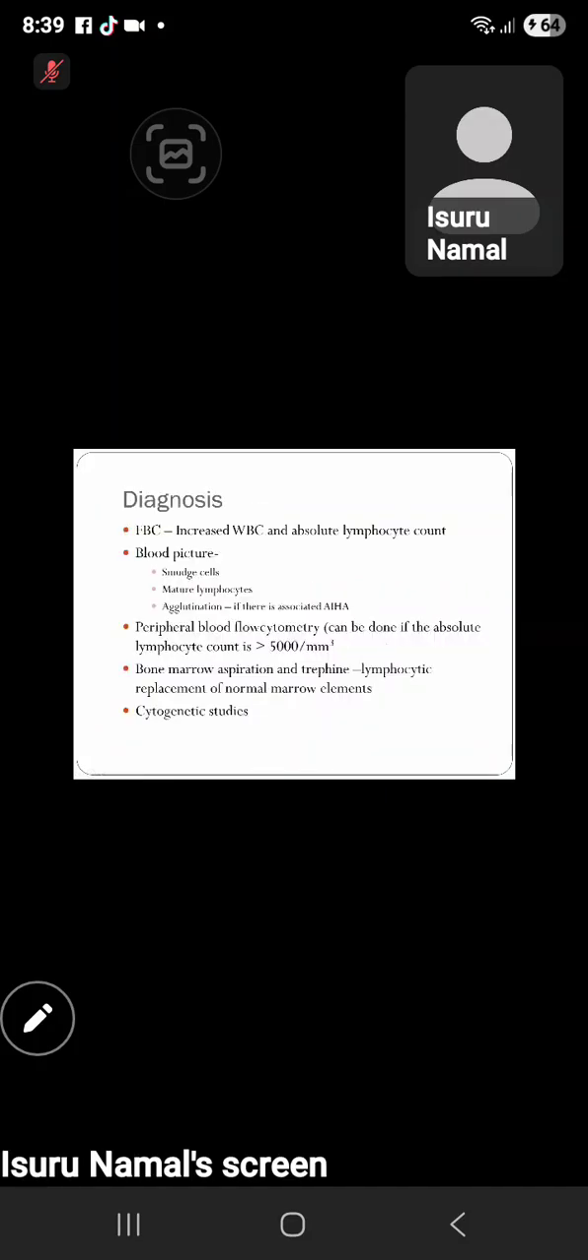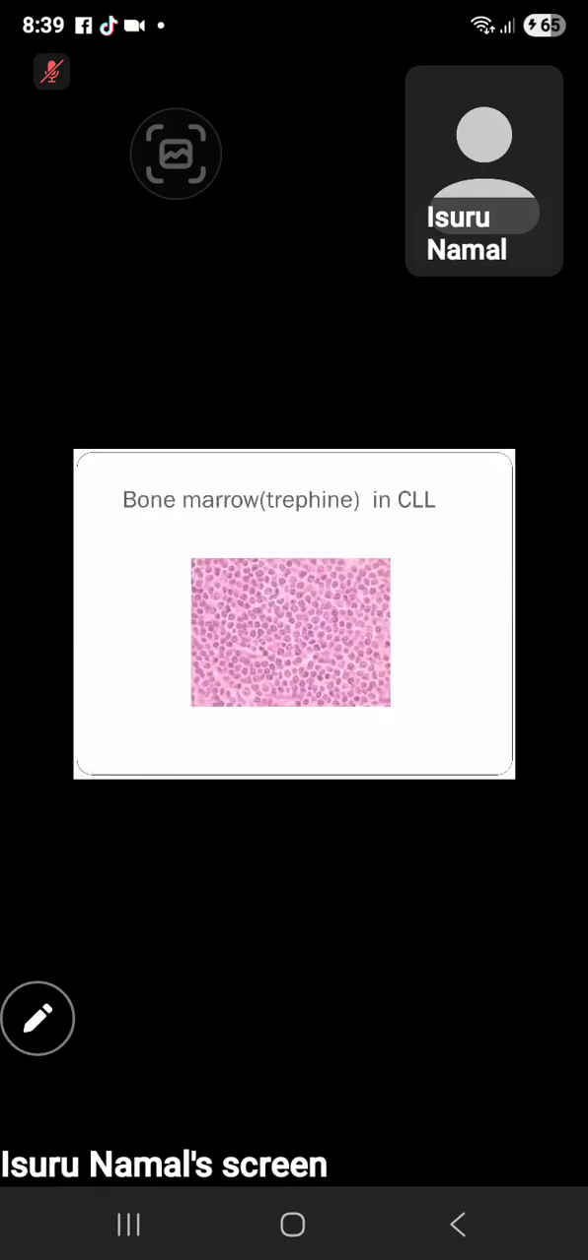All right. Then diagnosis: again full blood count first, and then blood picture, smudge cells, mature lymphocytes, and sometimes because of the autoimmune hemolytic anemia, you can see RBC agglutination in that blood smear, right? Then peripheral blood flow cytometry we can do as a further identification technique. Then bone marrow aspiration and trephine biopsy as previously, then cytogenetic studies. Then this is the complete picture of a CLL case, right?